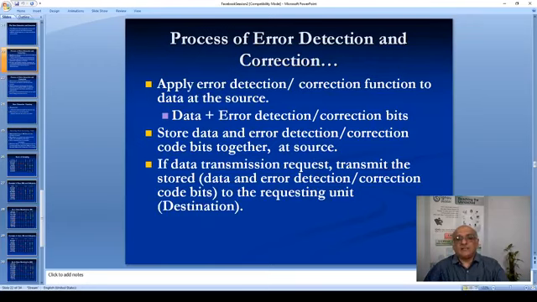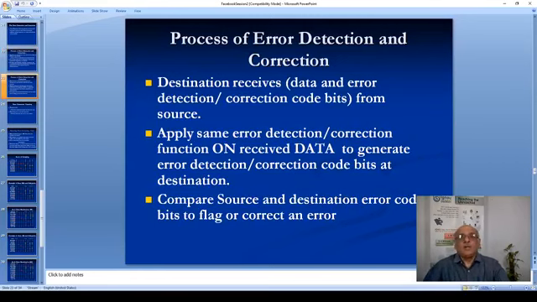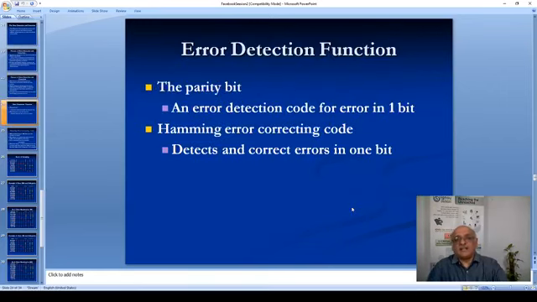Then, if there is a data transmission request, we transmit the stored data as well as the error detection and correction bits to the requisite destination. At the destination, we receive the data and error codes from the source. Then we apply, on the data only, the error detection and correction function once again to generate error detection and correction bits at the destination. Then we compare the source and destination error code bits, at the destination only, and then try to flag or correct an error. So this is a simple process of error detection and correction.